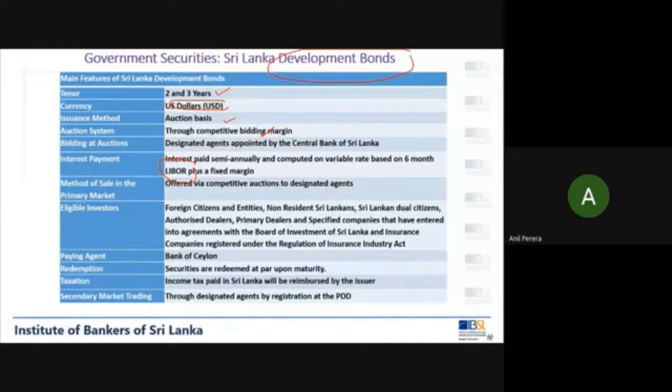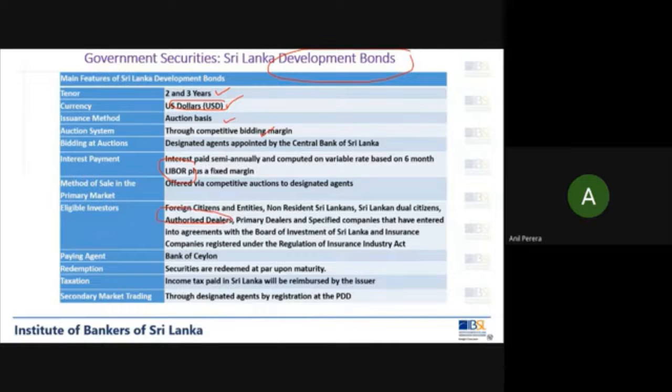LIBOR plus some margin. LIBOR plus 200 basis points likewise, because you are denominating your bond in dollars. So that's why the LIBOR is applied. Now, these SLDBs are issued for foreigners actually, foreign citizens, non-residents, dual citizens. Authorized dealers means banks, right?